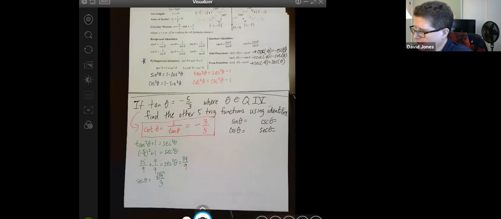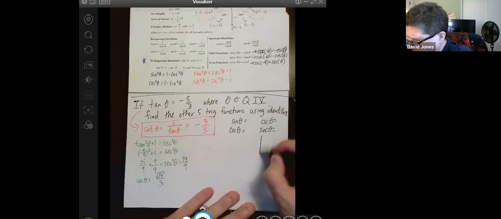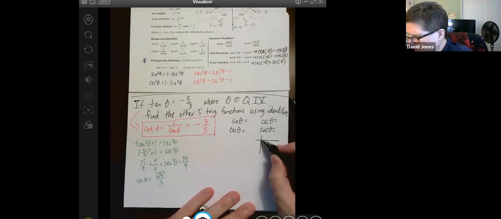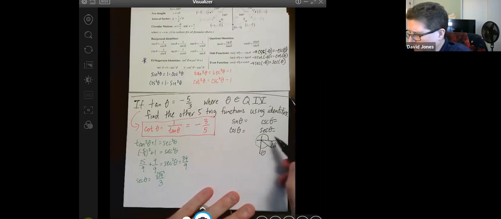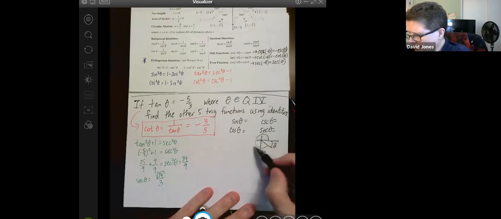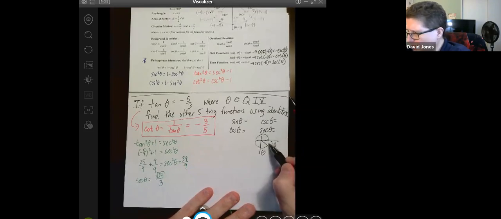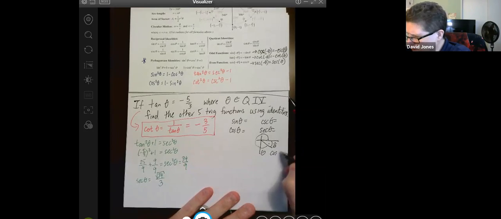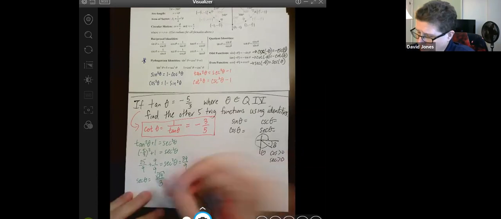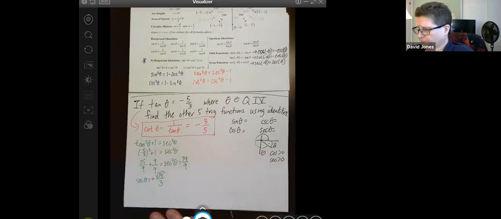Let's just take a quick look at quadrant 4. We've got some angle here like this. Theta hat's right there, our reference angle. All Students Take Calculus: cosine and secant are positive here. So cosine's greater than 0, secant's greater than 0. We want the positive one. And that one's good right there.